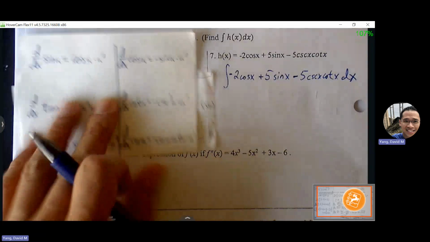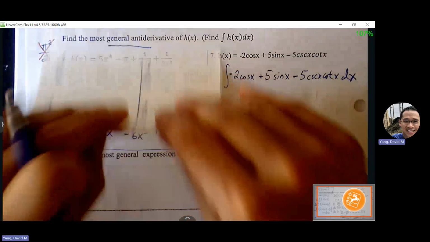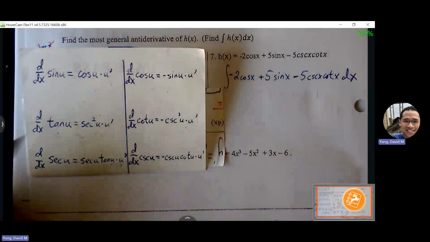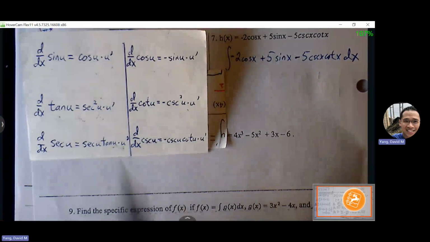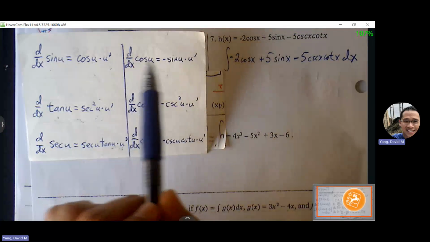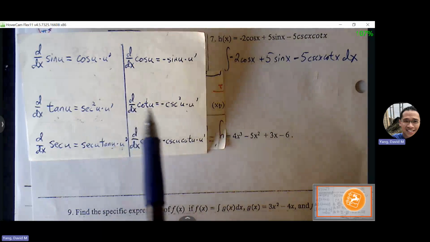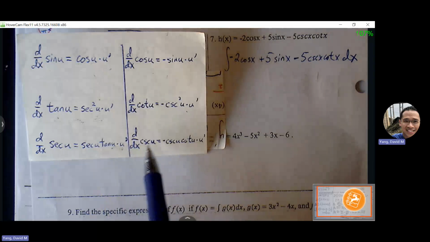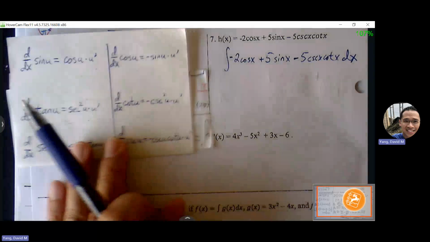So as a reminder, these are your 6 trig derivative rules. Sine is cosine, cosine is negative sine, tangent is secant squared, cotangent is negative cosecant squared, secant is secant u tangent u, and cosecant is negative cosecant u cotangent u.